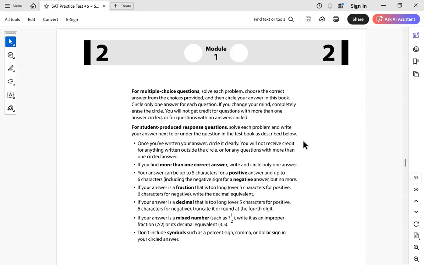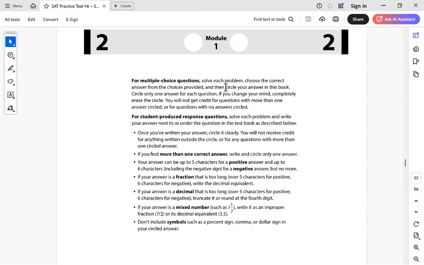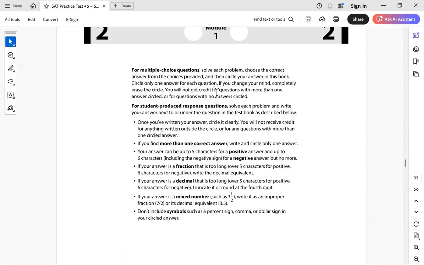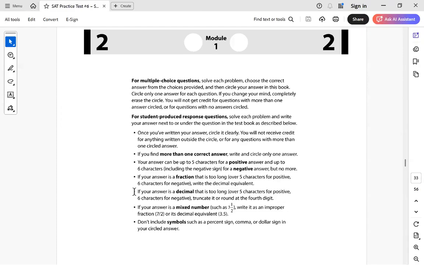The reason I'm phrasing it as appropriate ways is because remember on page 31 of the practice test, it showed how to write the answers. And it said if your answer is a fraction, as long as it's not over 5 characters, then we can write that fraction. That's fine.